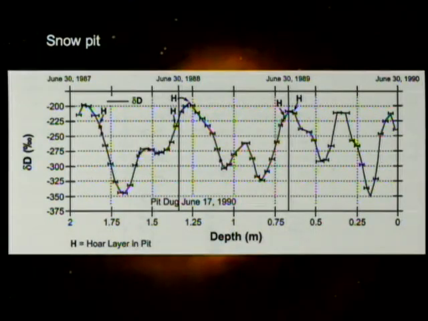Here's another one where, actually, this one used deuterium instead of oxygen 18. But it amounts to the same thing because deuterium is heavier than regular hydrogen. Oxygen 18 is heavier than regular oxygen 16. So both of them collect in the same places. And you can see that deuterium is more or less yearly, but you can see that there's some extra stuff even today.